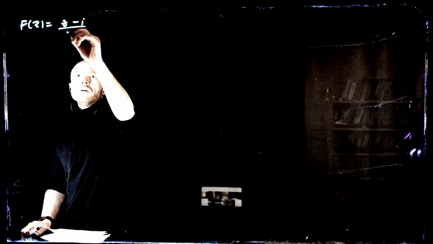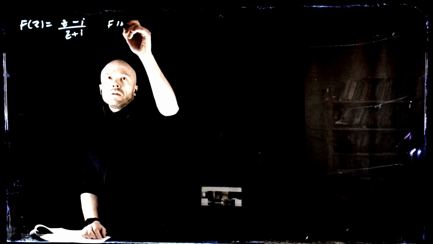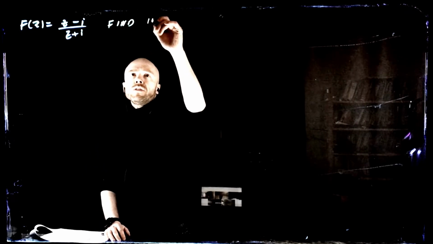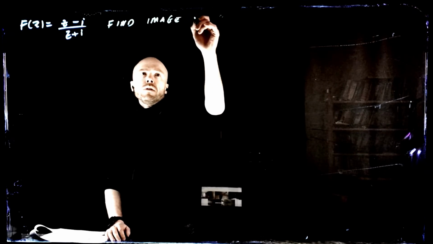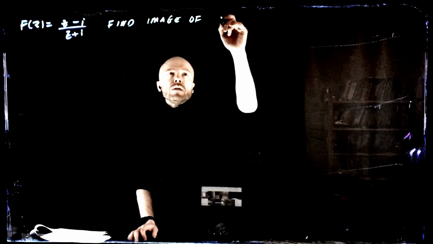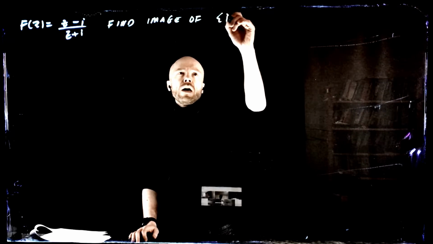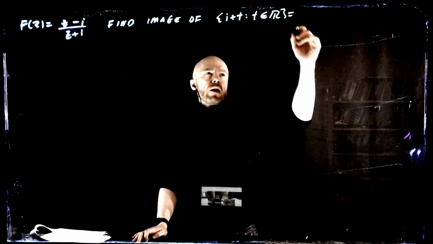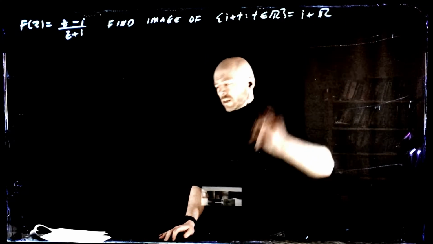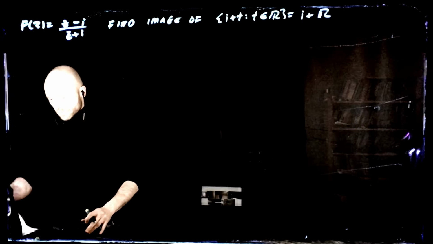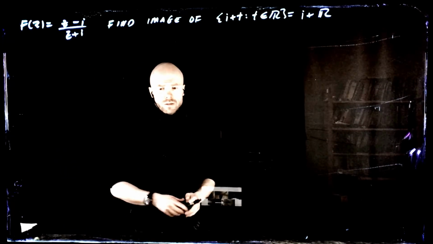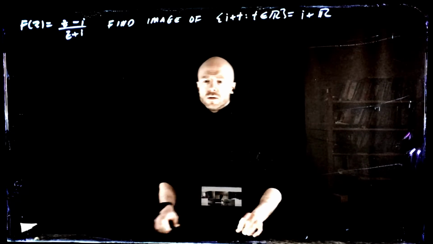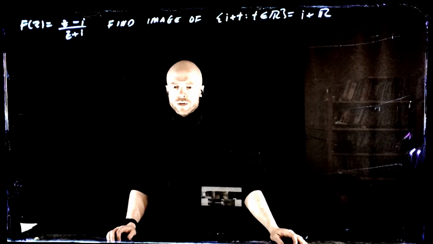F of z again is this guy, z minus i over z plus i, and then find the image of the set of i plus t, where t is real. And I'm just going to write that as i plus the real numbers, like this. Okay. Is this a line or a circle? What do you think? Is it a line or a circle?